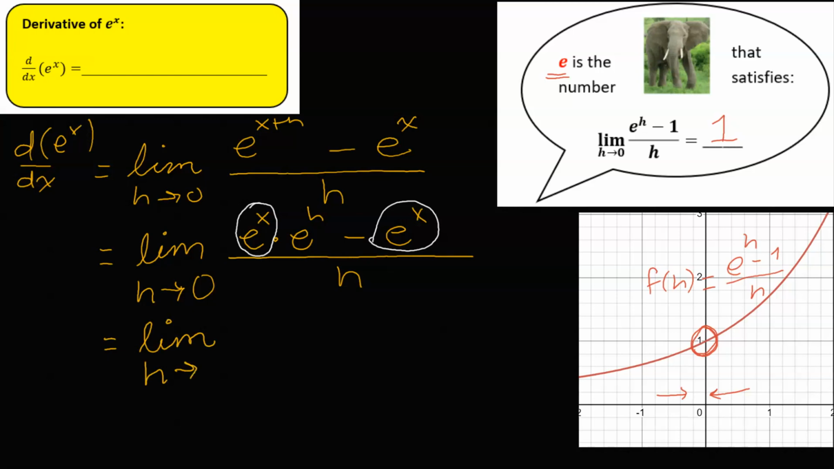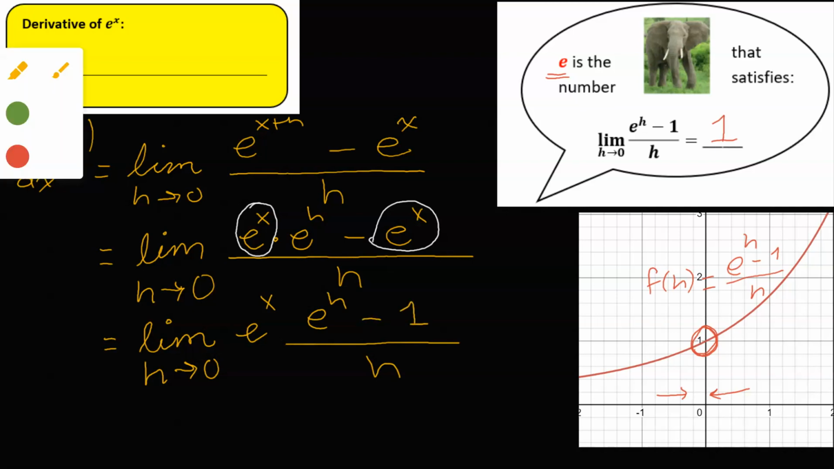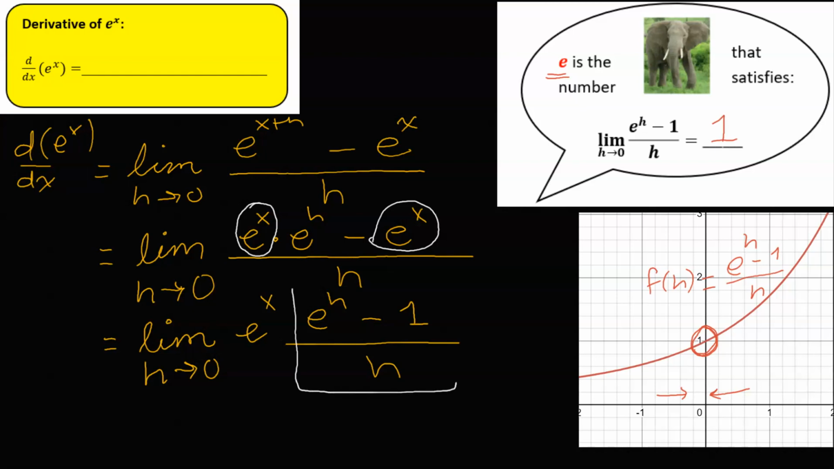So let's rewrite this as the limit as h goes to 0 of, and let's go ahead and factor out e to the x. When we factor out e to the x, what do we have left inside? E to the h minus 1, right? That would be this part right here. And as we were just saying, that limit is 1. Okay, so this is going to be 1.